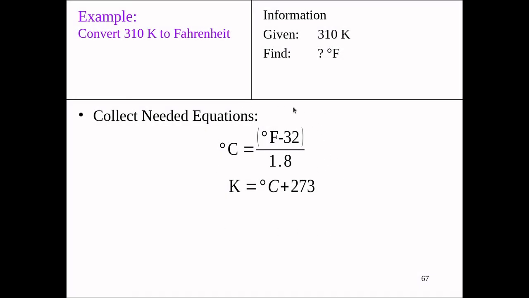We'll collect our equations that we can use. In this case, I'm choosing to first convert the Kelvin to degrees Celsius. And then we'll use this equation here to convert to degrees Fahrenheit. But we're going to have to invert these. So we're going to have an equation that outputs degrees Celsius, and an equation that outputs degrees Fahrenheit. If you have an equation like this, you can do a little algebra to figure that out.